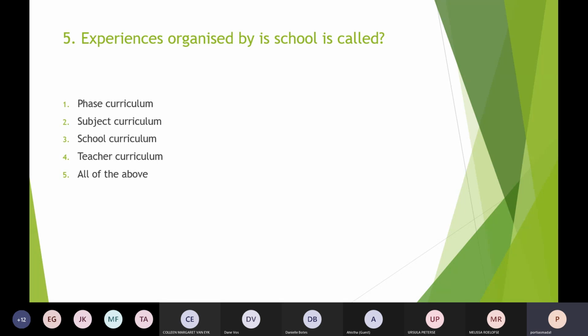Is phase curriculum and subject curriculum the same? How does it differ? Isn't phase the age group, like foundation phase is grade R to grade 3 and intermediate is grade 4 to grade 7 or 6 or whatever? So isn't that what phase curriculum is? Yes, correct. Different phases. Thank you.